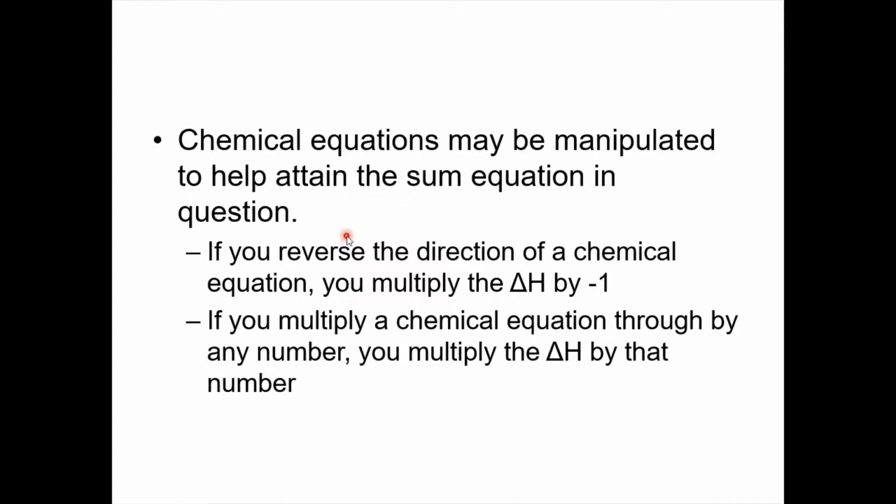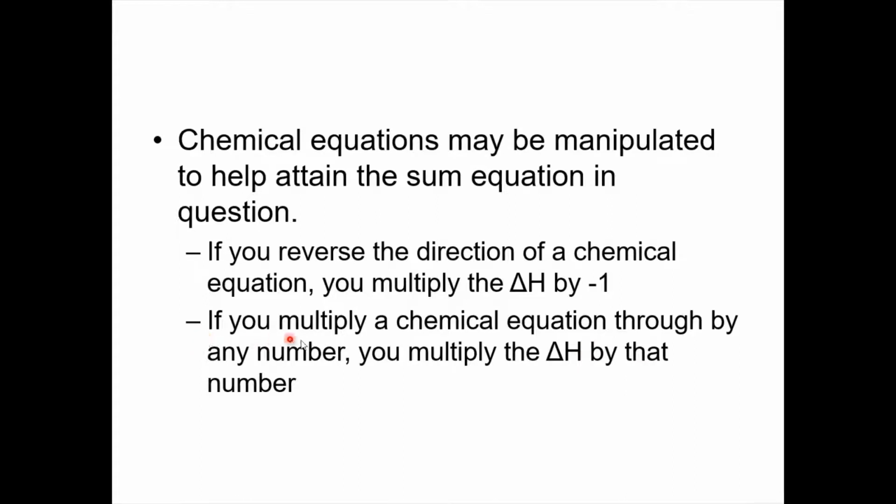Here's a couple of manipulations you can do. Number one, if you reverse the direction of a chemical equation, in other words, you take the reactants, turn them into products, and the products you put on the side of the reactants, you've got the reverse reaction. What you do for the delta H is you multiply it by negative 1. Positive 500 turns into negative 500.